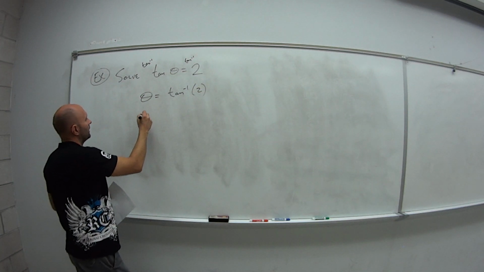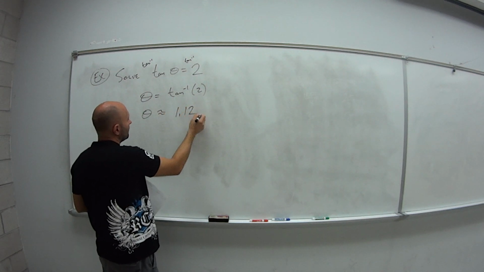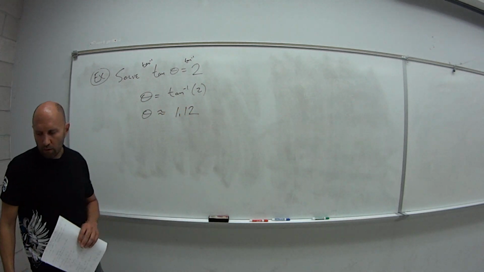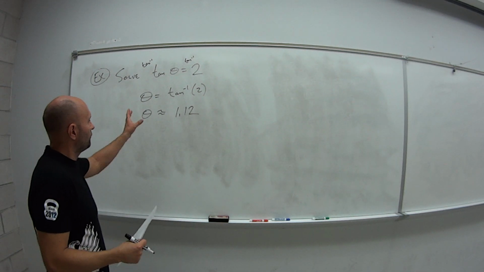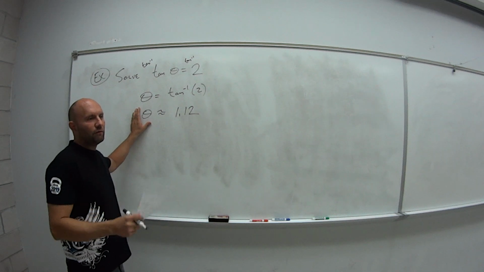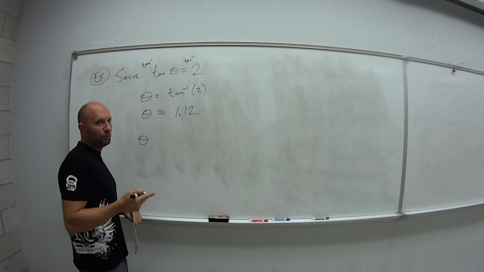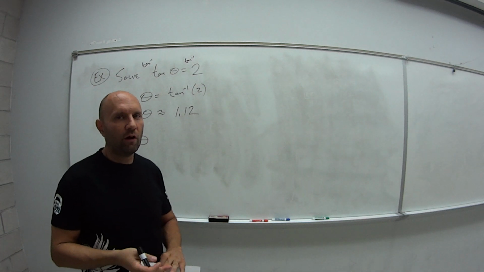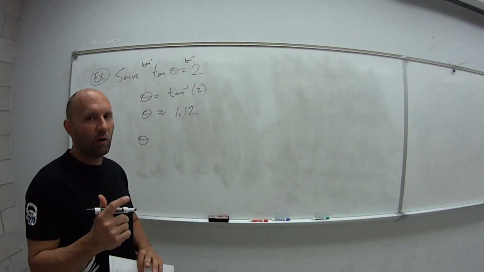And if you do this on your calculator, you get that this is approximately 1.12. So now, if we want to, that's one solution. If we want to list it for all solutions, what do we do? Well, it's the same idea as the last two problems we did, but what changes here? The period. Remember, for tangent and cotangent, our period is what?